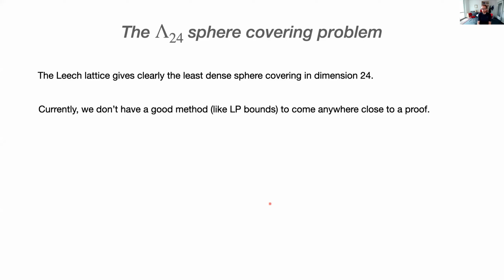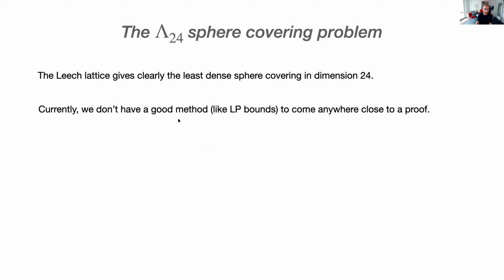And the Leech lattice, in a recent breakthrough result by Marina together with Danylo, Abhinav, Henry, and Stephen, they proved that the Leech lattice gives the optimal sphere packing in dimension 24, and that it is universally optimal with respect to energy minimization. For the sphere covering problem, it seems to be the same. So also there, the Leech lattice clearly gives the least dense sphere covering in dimension 24.